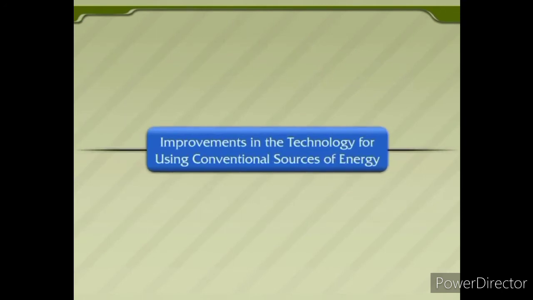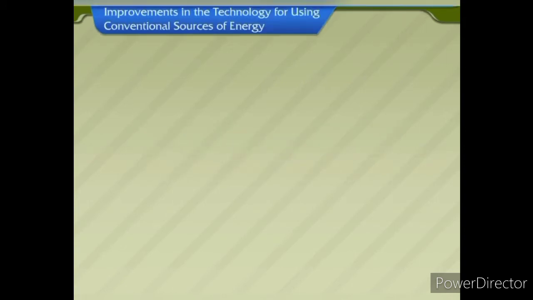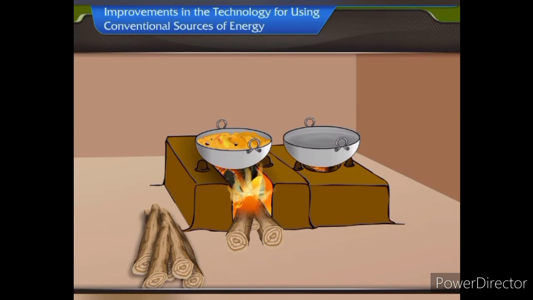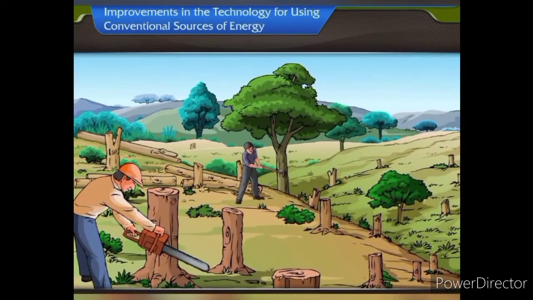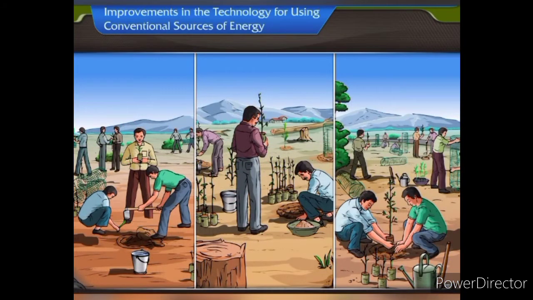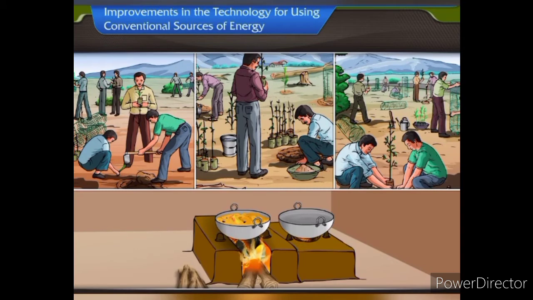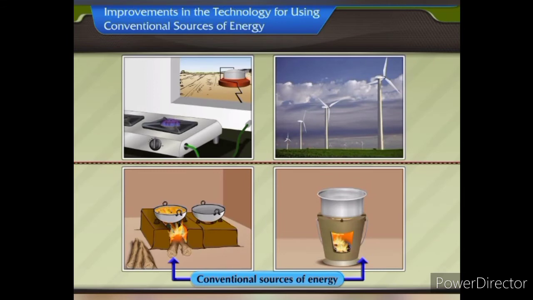Improvements in the technology for using conventional sources of energy. We know that wood has been used as a fuel for a long time at a very fast pace. This has resulted in limited reserves of these fuels on the earth. If we can ensure that enough trees are planted, a continuous supply of firewood can be assured. There have been some improvements in the technology over a period of time in order to use the conventional sources of energy. Let us learn some of them in detail.